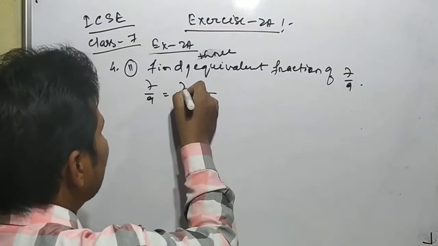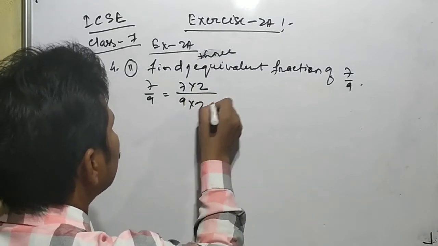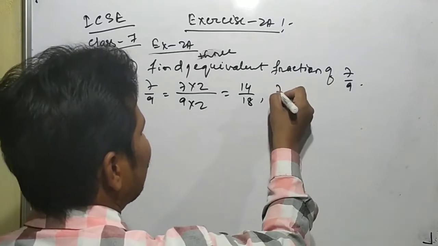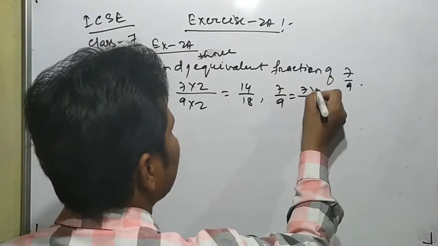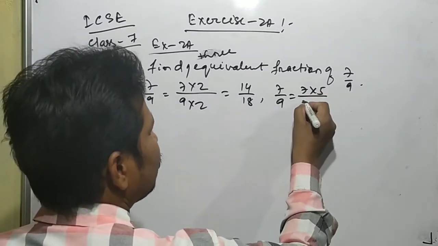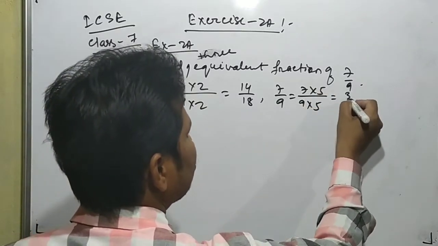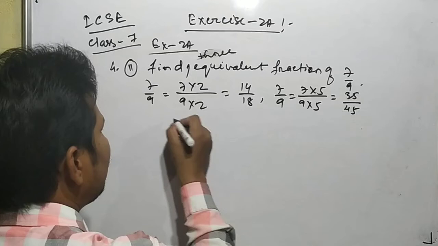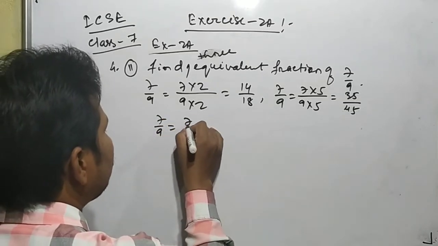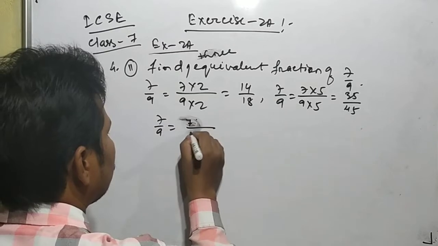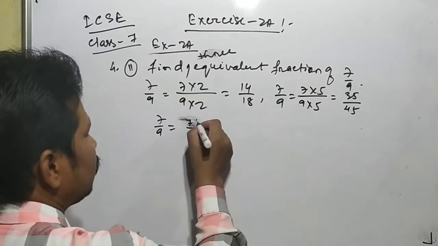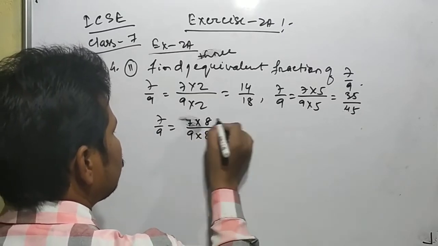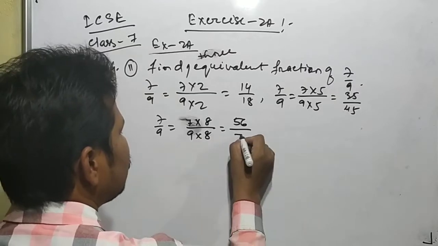Suppose we multiply by 2. 7 into 2 divided by 9 into 2 is equal to 14 by 18. That is the first equivalent fraction. Second equivalent fraction: 7 by 9 is equal to 7 into 5 by 9 into 5, our result is 35 by 45. Similarly, 7 by 9 multiplied by 8 in both numerator and denominator: 8 into 7 is 56, divided by 8 into 9, 72.